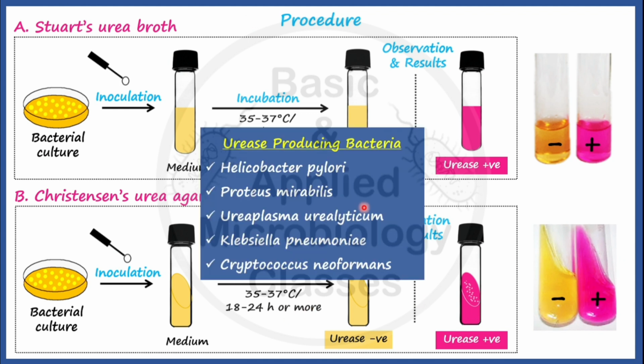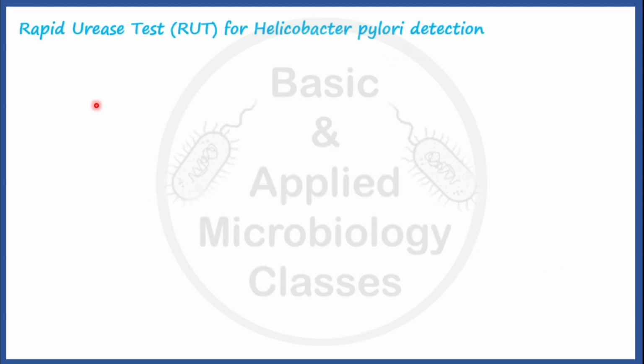And here I have also included a list of some urease producing bacteria for your reference: Helicobacter pylori, Proteus mirabilis, Ureaplasma urealyticum, Klebsiella pneumoniae, Cryptococcus neoformans. These are some of the urease producing bacteria, right? Now we will have an interesting application of the urease test. It's another version, the rapid urease test, which has successfully been developed and is routinely used for Helicobacter pylori detection in clinical laboratories or in pathologies.